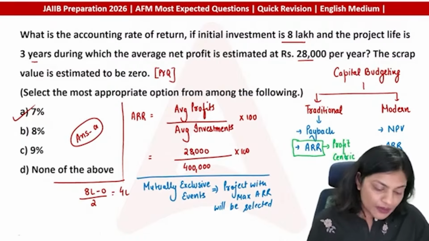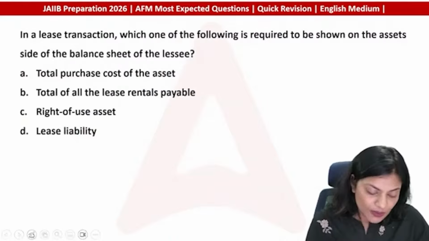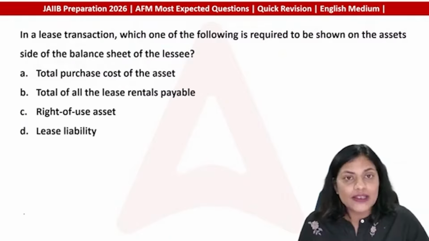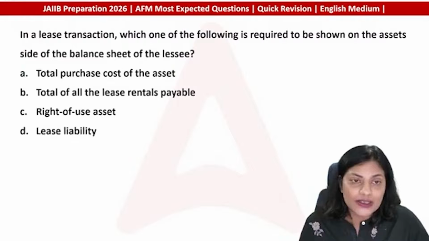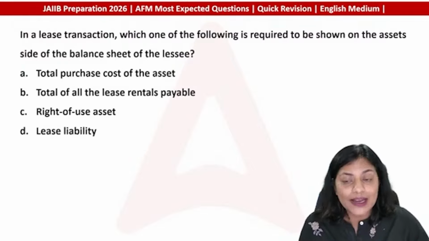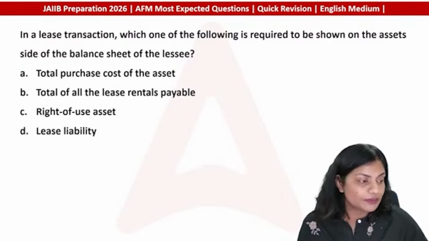Okay. Then moving further to the next question. In a lease transaction, which of the following is required to be shown on the asset side of the balance sheet of the lessee? The total purchase cost of the asset, total of all the lease rental payments, right of use of asset, or lease liability.